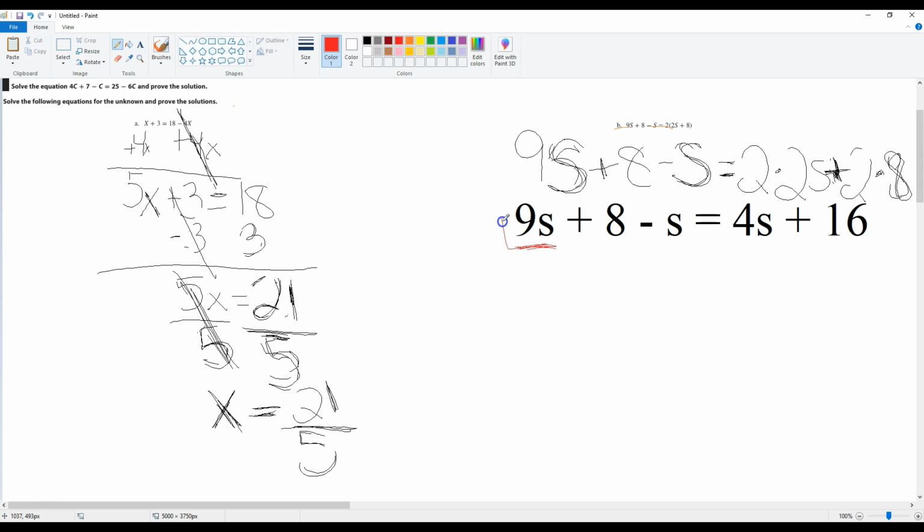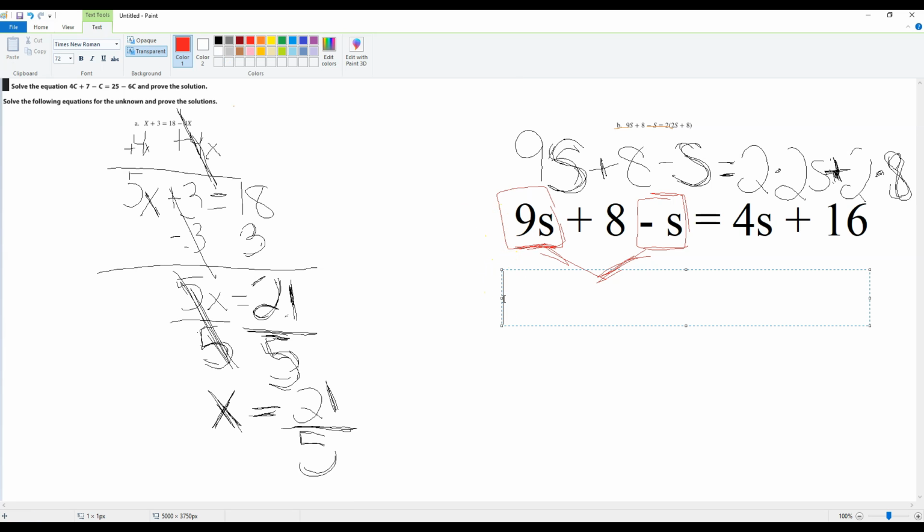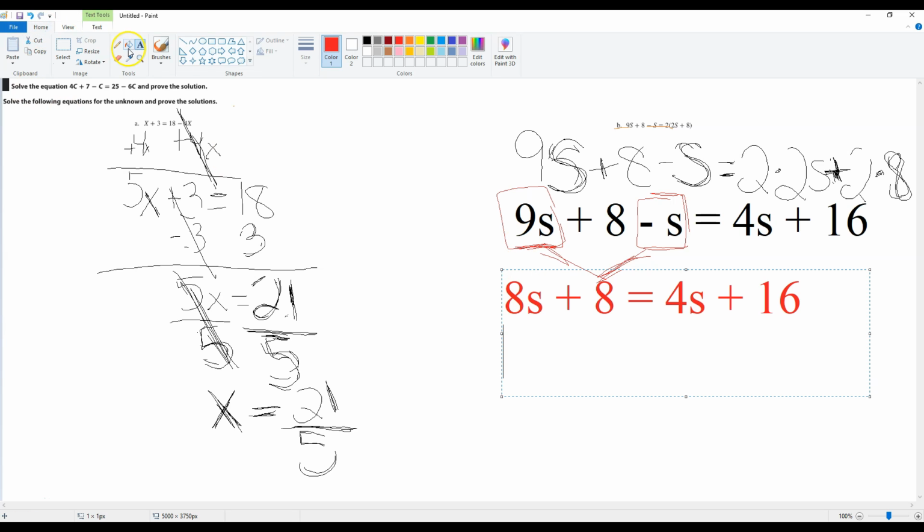So this 9s and this, remember, take the sign in front of it, negative s, which is negative 1s. We're going to combine those first. So 9s minus 1s equals 8s plus 8 equals 4s plus 16. Next, we want to get all of the s's on the same side. So we're going to subtract 4s from each side.